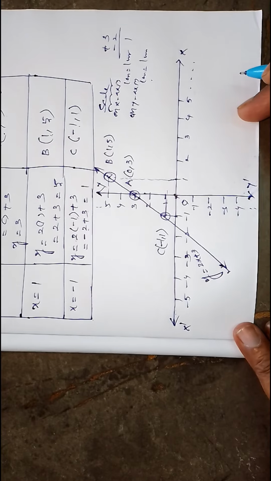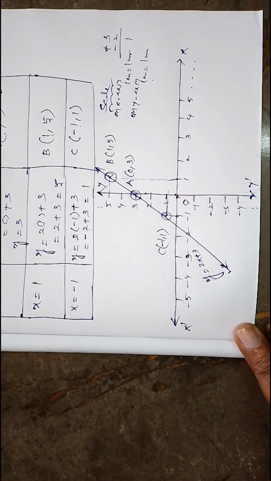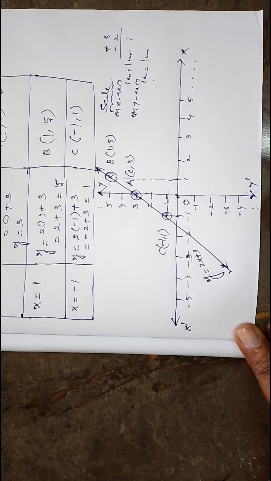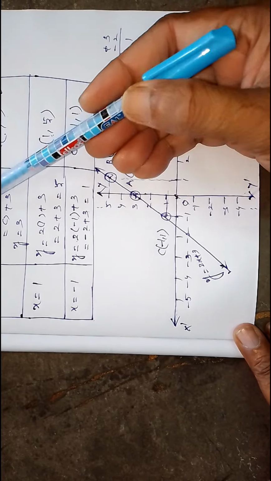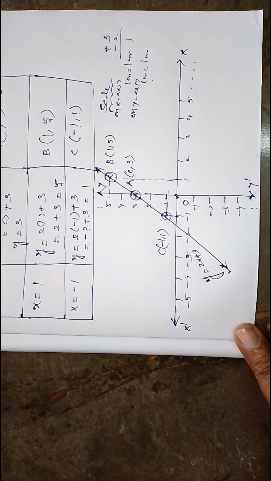So what is meant by the 0 of the polynomial? Already you know that the 0 of the polynomial means for which value of the variable. I mean, here I have taken the polynomial 2x plus 3. In that, x is the variable. For what value of x does the value of the polynomial become 0?